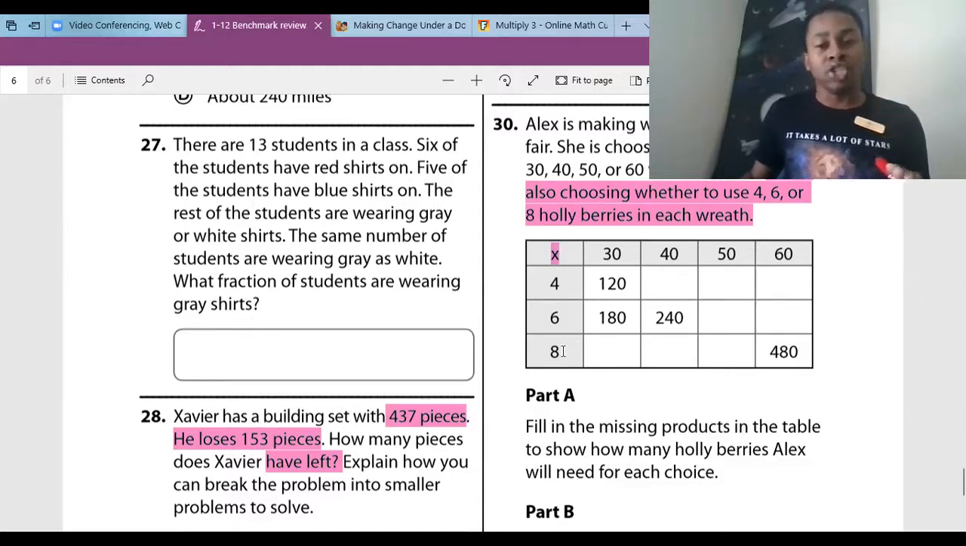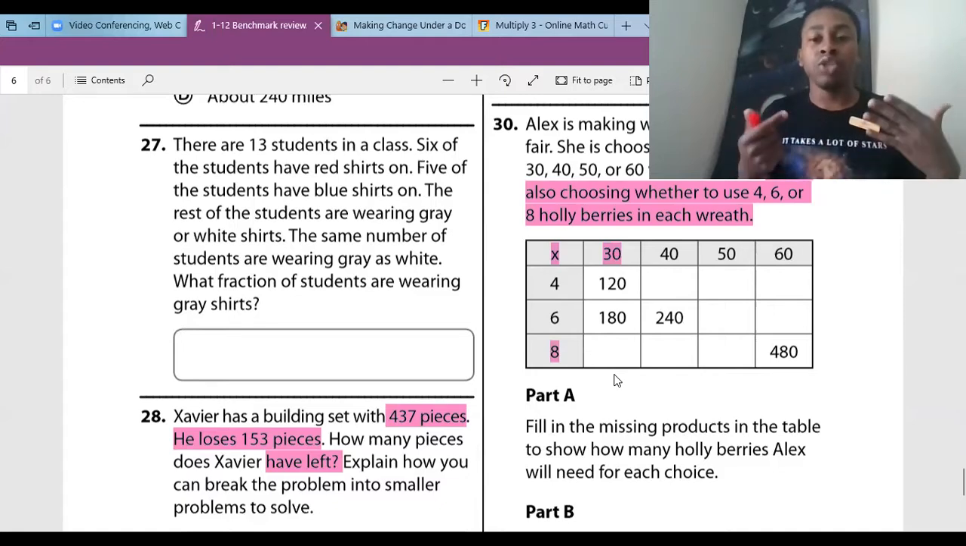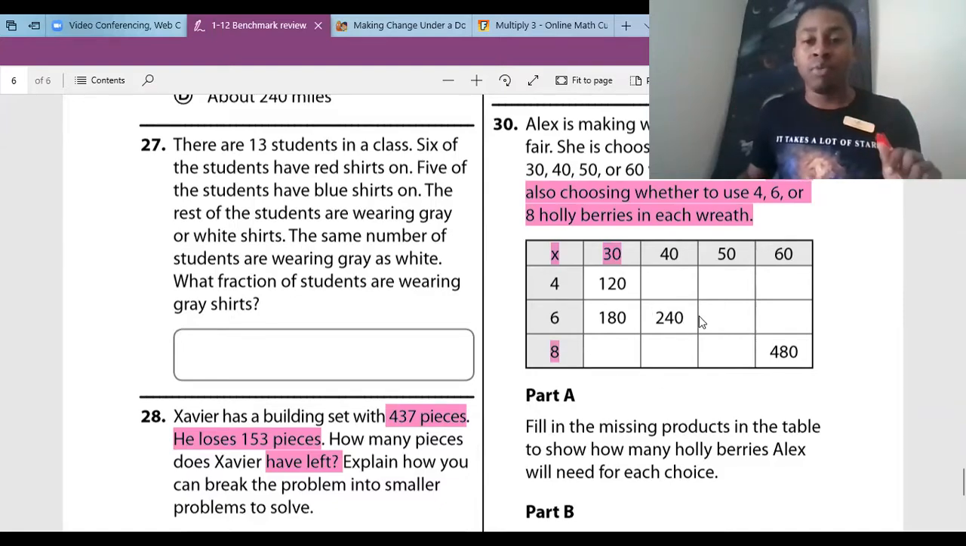Moving to the last section, I'm right here with 8 times 30. 8 times 30 equals, well, 8 times 3 equals 24. Bring down the zeros that I see. I should have 240, okay? Next one, 8 times 40. I have 8 times 4 equals 32. Bring down the zeros that I see. It should be 320, okay, for that box.